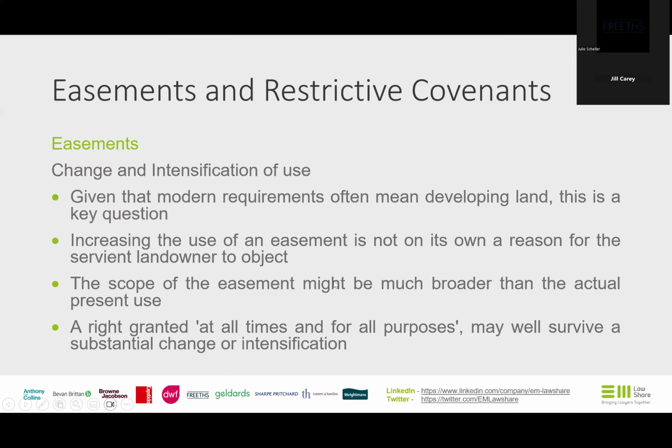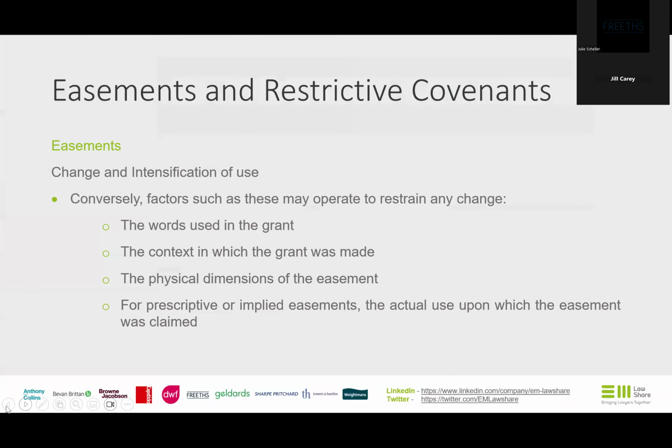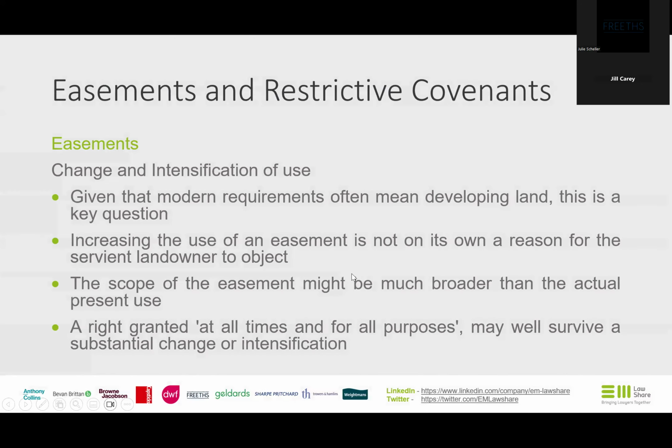Interestingly, just increasing the use of the easement on its own is not necessarily a reason for the servient landowner to object, because the scope of the easement might be much broader than what the beneficiary is currently doing. So if you have a grant at all times and for all purposes, for example, if the person who previously had one house wants to put up a hotel, well, that right may well be broad enough to let them do it.